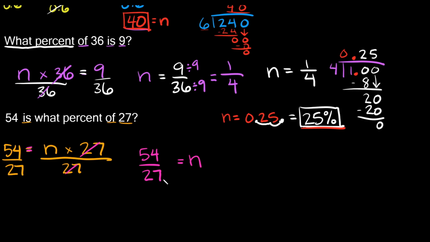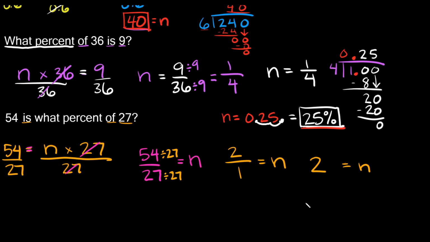So again, this is not our final answer, right? We have to turn this into a percent. But first of all, can we reduce this anymore? Well, actually we can, because if you notice something, 54 is twice as big as 27. So that means I can divide the bottom by 27 and the top by 27. Okay, so 54 divided by 27 is 2, and then 27 divided by 27 is 1. So 2 over 1 is equal to n. But 2 over 1, we can reduce that down to just 2, right? 2 is equal to n.